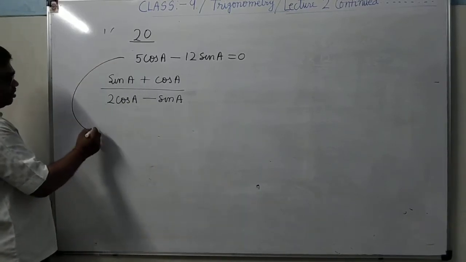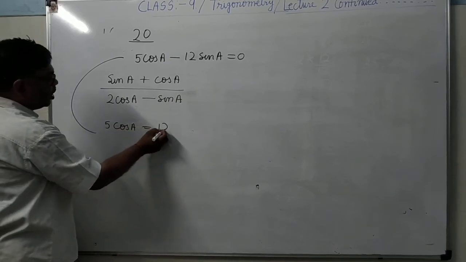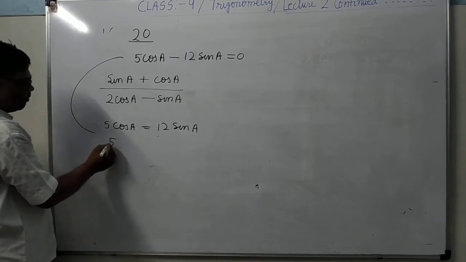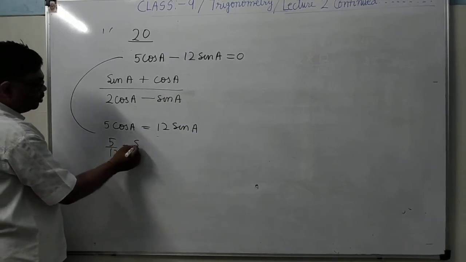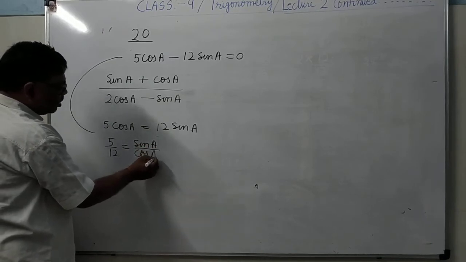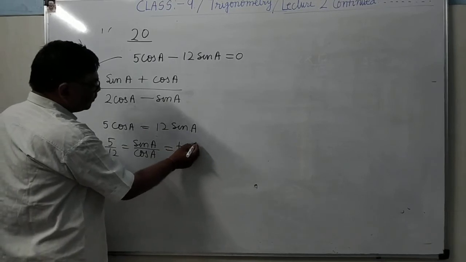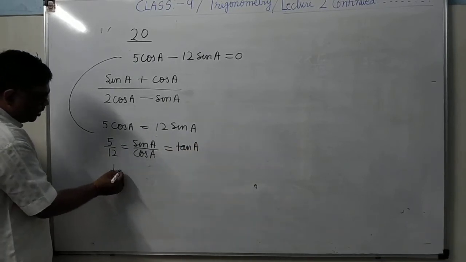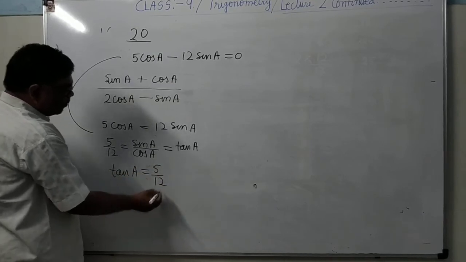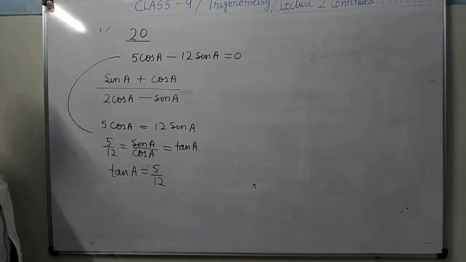You see this here, 5 cos A equals 12 sin A. Now you bring 12 to this side. 5 upon 12 equals sin A upon cos A. Sin A upon cos A means tan A. So tan A equals 5 upon 12.